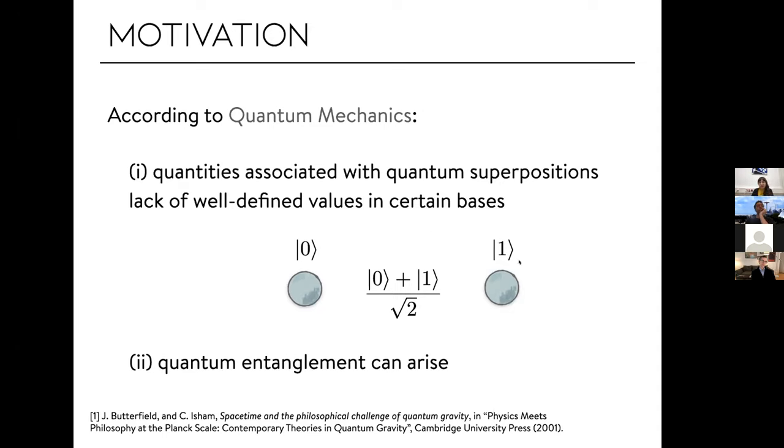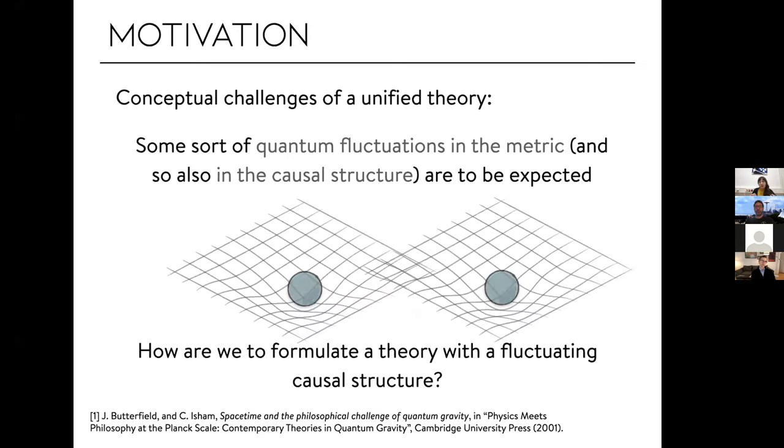Now, if gravitational masses are in quantum superposition, hence delocalized in two positions, they may affect the metric around them differently depending on the specific position. Therefore, in a theory that tries to encompass both quantum mechanics and general relativity, one might observe quantum fluctuations in the metric. One of the challenges of building such a theory was how to formulate a theory with a fluctuating causal structure. This was one of the main questions at the basis of a research field that arose about 10 years ago, called indefinite causality.